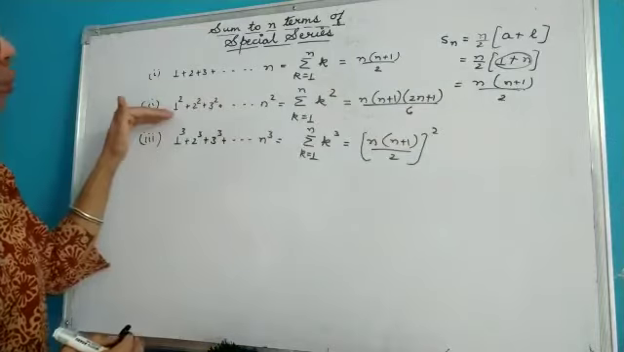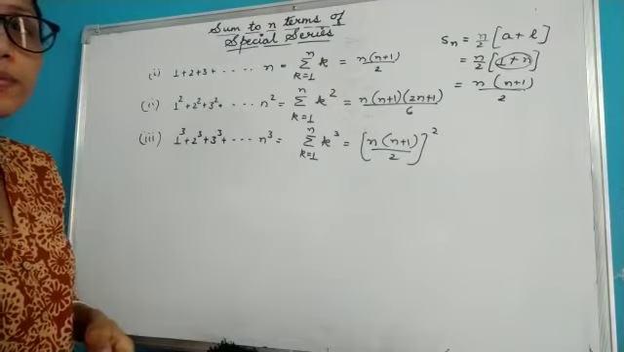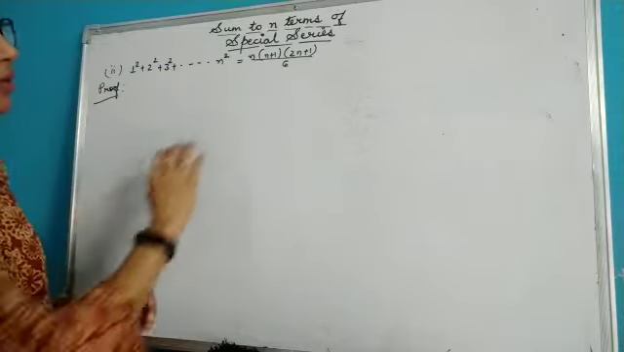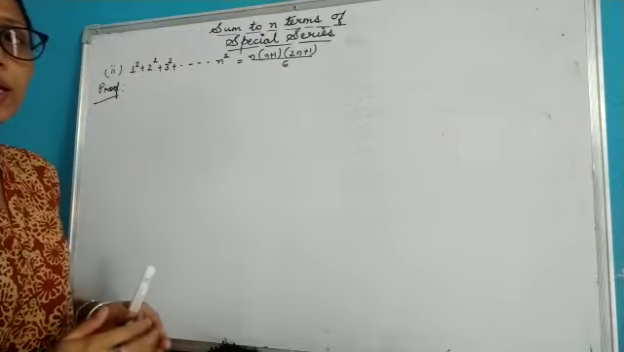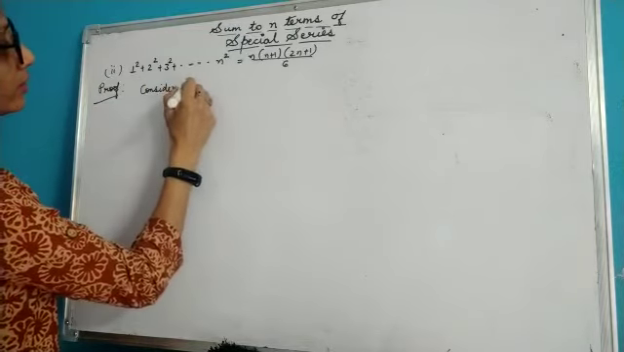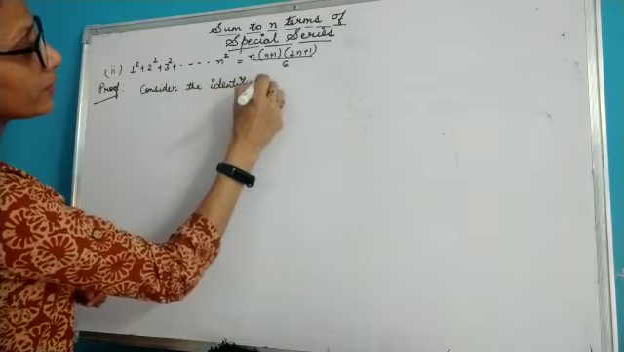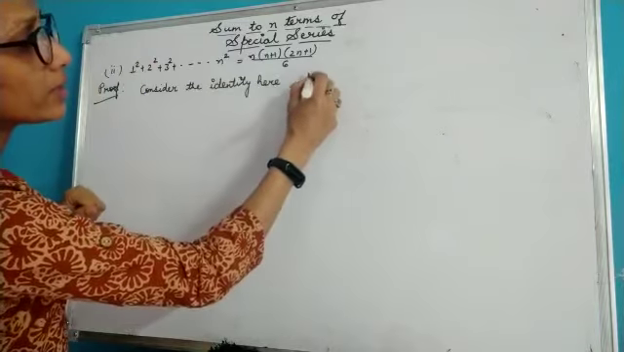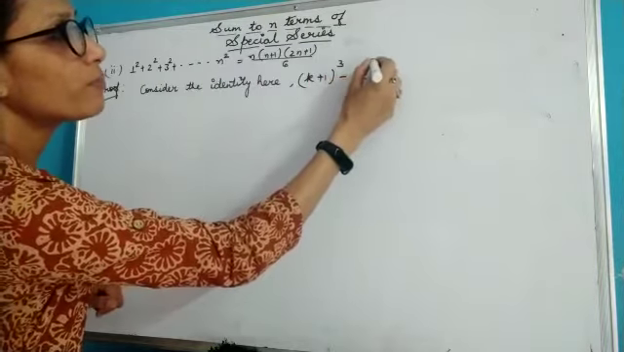Let's prove the formula for the sum of squares of n natural numbers. This is your sum of squares of n natural numbers, and we want to prove it equal to this. Now children, to prove this we will consider an identity. Since here it is a square, I will take the cube of the successive term, minus the cube of the preceding term.